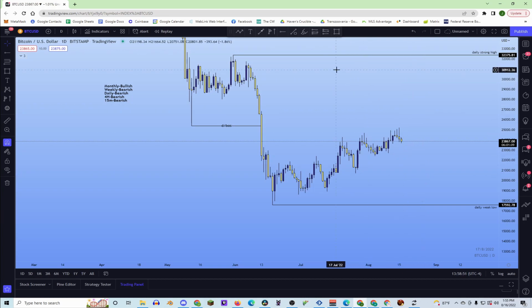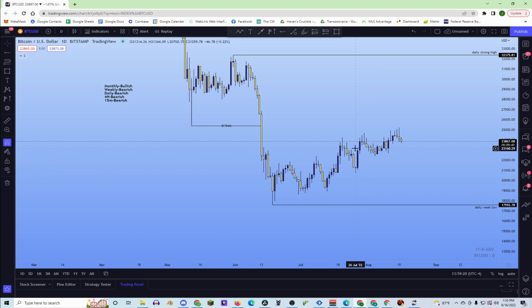Right now, we are on the daily time frame. If you do not understand market structure, click the video link in the description below explaining how to do market structure, because it is very important to know what direction the general market is heading before you try to start trading order blocks and/or supply and demand zones.